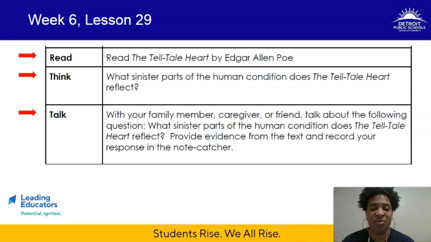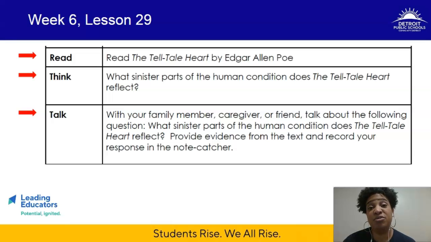What sinister parts of the human condition does the Telltale Heart reflect? And you're going to take that question and talk about it with your family member, friend, or caregiver. Now that they've read a summary from the previous lesson, you've talked about alternate outcomes, they should be prepared also to discuss these ideas of the sinister parts of the human condition the Telltale Heart reveals.